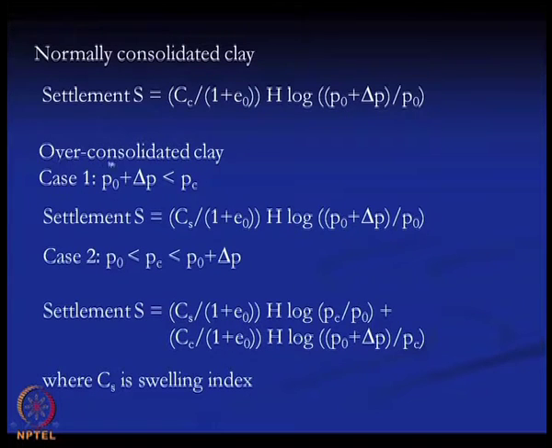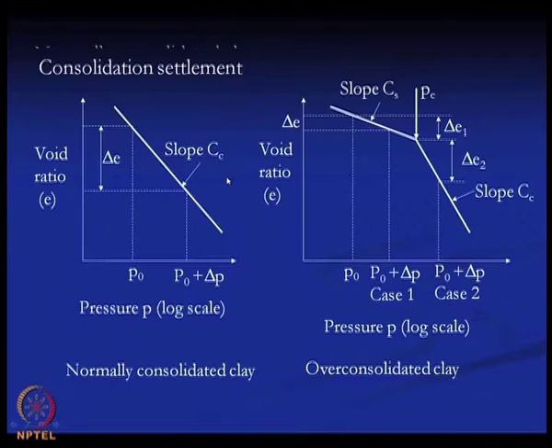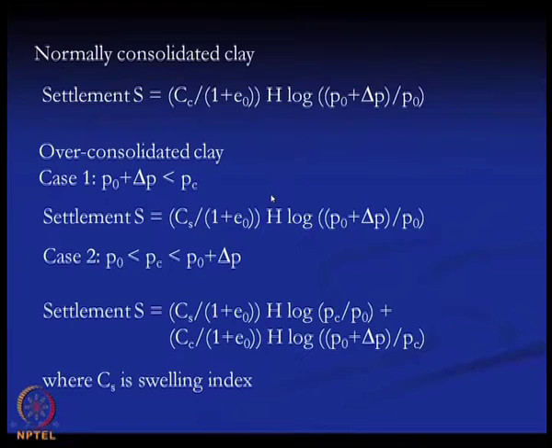Now, similarly for the over consolidated case, for case 1, if P0 plus del P is less than PC, in that condition the settlement is calculated as CS divided by 1 plus E0, times H, times log of P0 plus del P divided by P0. That means, in that case instead of using CC, we will use CS, where CS is the swelling index.